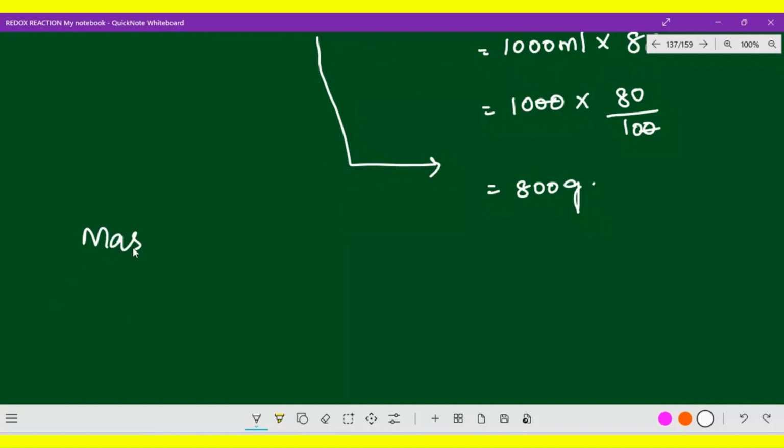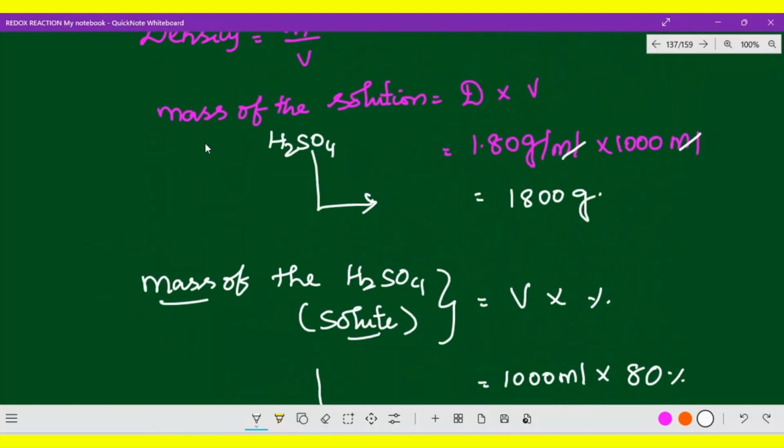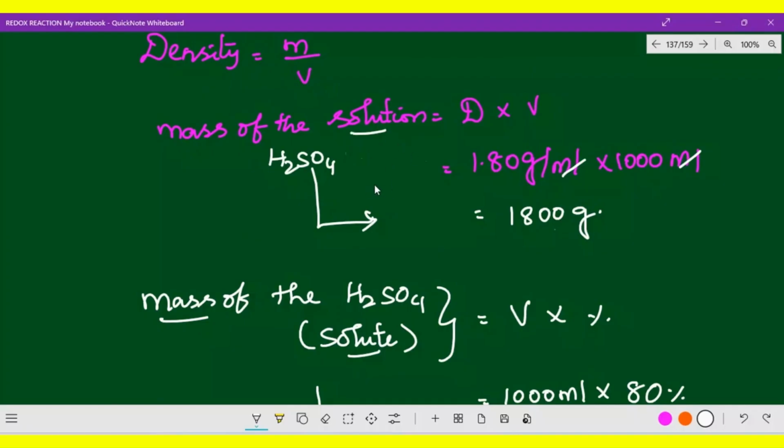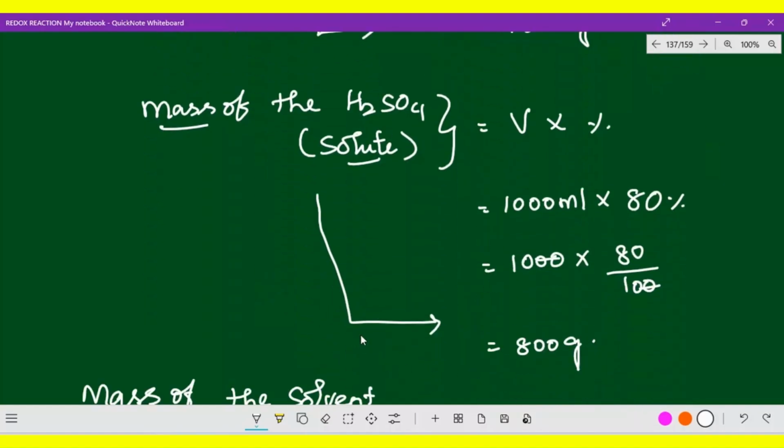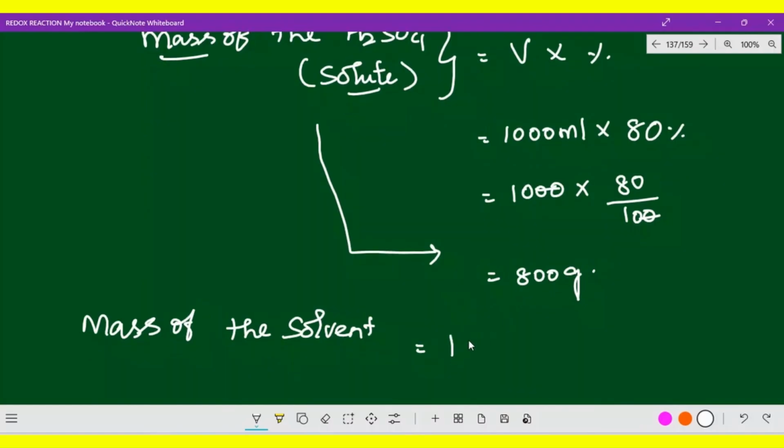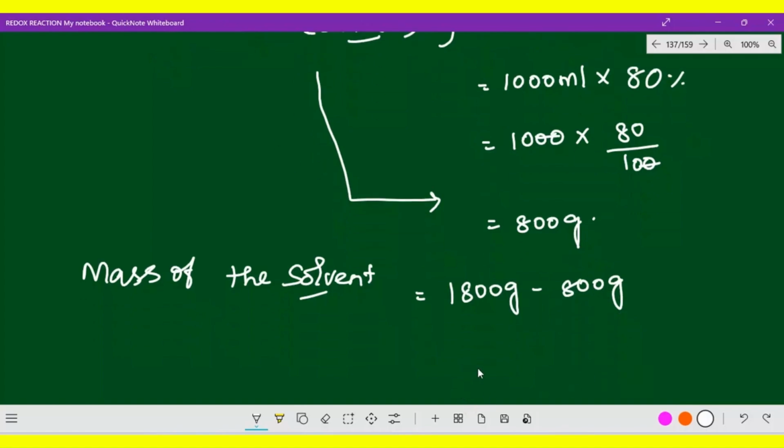We have to find out the mass of the solvent. Here 1800 gram we already mentioned as the mass of the solution. This is the solution only. Now we have to identify the solvent. Solution means solvent and solute combined together. The solute we got is 800 grams, and the solution is 1800 gram. So from the solution we can subtract the solute, and we will get the solvent. So 800 gram is the solute, and you will get 1000 gram. That is also equivalent to 1 kg. Can we write it that way? That will be easier for us.